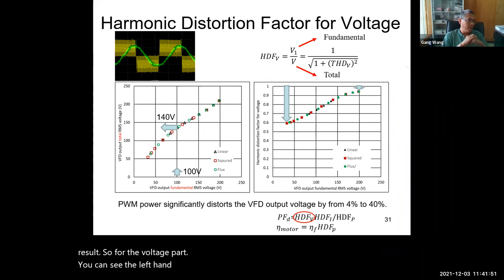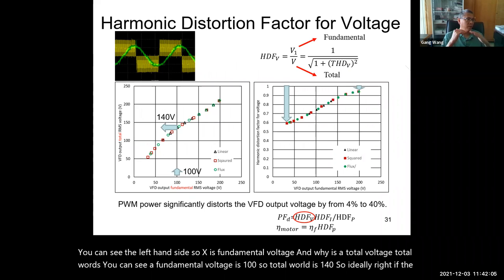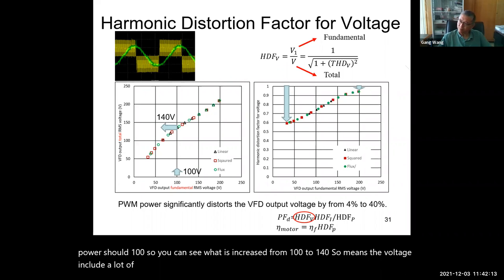So X is the fundamental voltage and Y is the total voltage. You can see the fundamental voltage is 100, and the total voltage is 140. Ideally, for a pure sine wave power, it should be 100, but you can see the voltage increases from 100 to 140. That means the voltage includes a lot of harmonic terms.